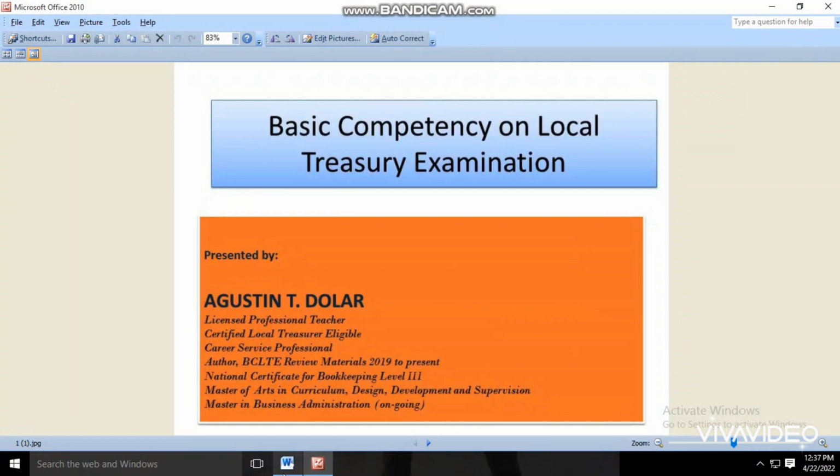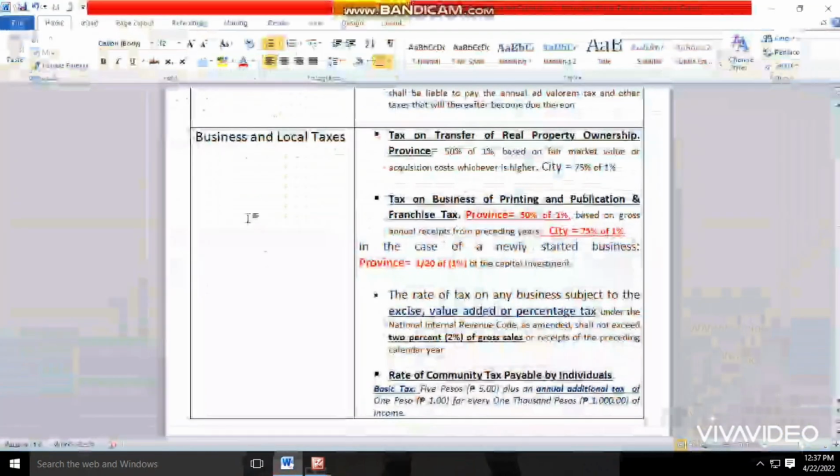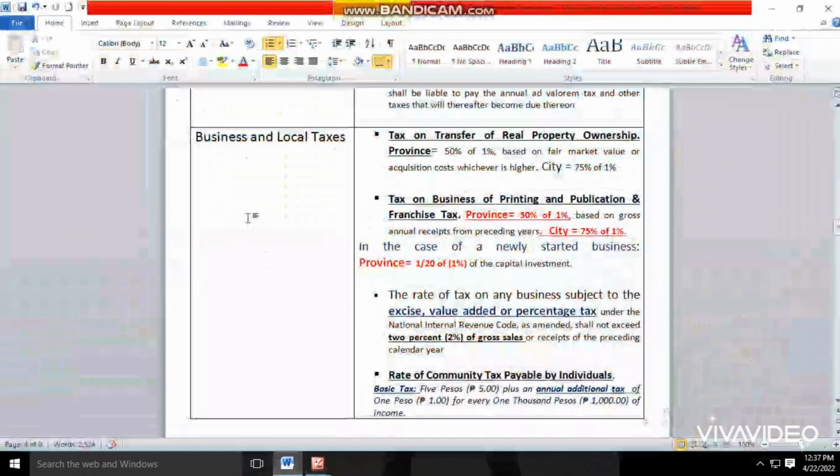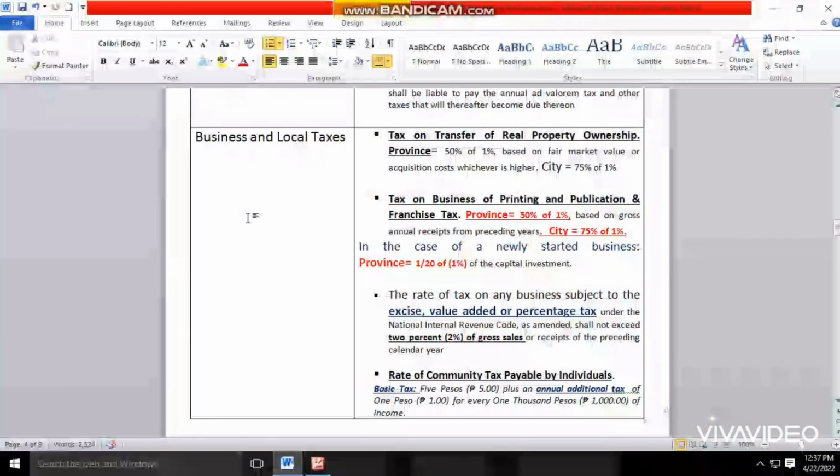So I'd like to go straight to the items related to the specialized or technical area, which is 75%, the business and local taxes. I'd like to share with you the possible items that will be asked, and I want you to familiarize yourself with the following. So with that, let's start with the tax on transfer of real property ownership.